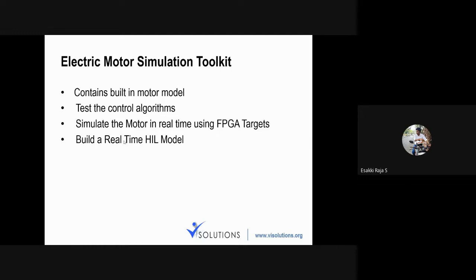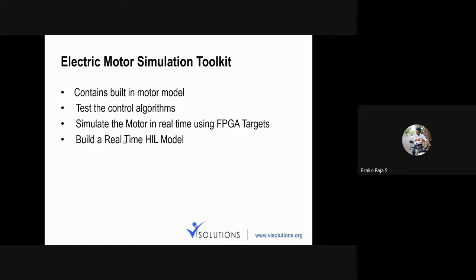The first stage contains built-in motor models. This toolkit has some motor models, and we can make use of those models. It has a few motors, whatever I have mentioned before, and all those motors can be modeled. So it has already existing models, and with those models we can test it. The second one: if there is a motor, there will be some control strategies, some control algorithms. Using this toolkit we are able to test those control algorithms also. So the first and second stages are PC based simulation.